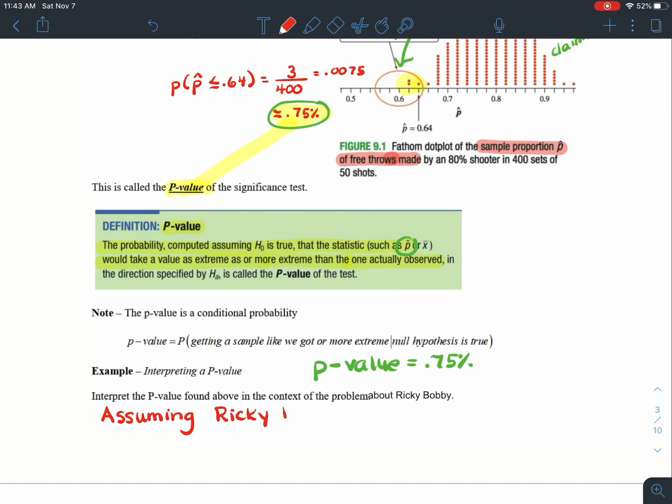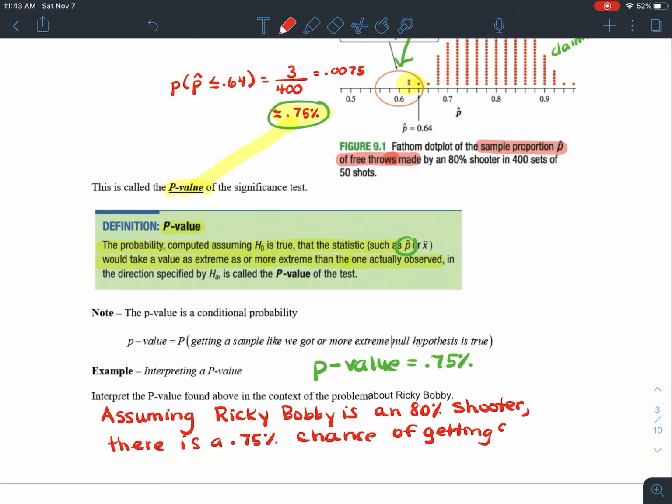So we're going to say, assuming Ricky Bobby is an 80% free throw shooter, or an 80% shooter, okay, there is a 0.75% chance of getting a sample proportion of 0.64 or less, okay, or more extreme. And in that case, we're talking about or less than that. Okay, very, very unlikely that he would have made only 64% of his shots there. Okay, so we're going to look at this last page to wrap up this video here.